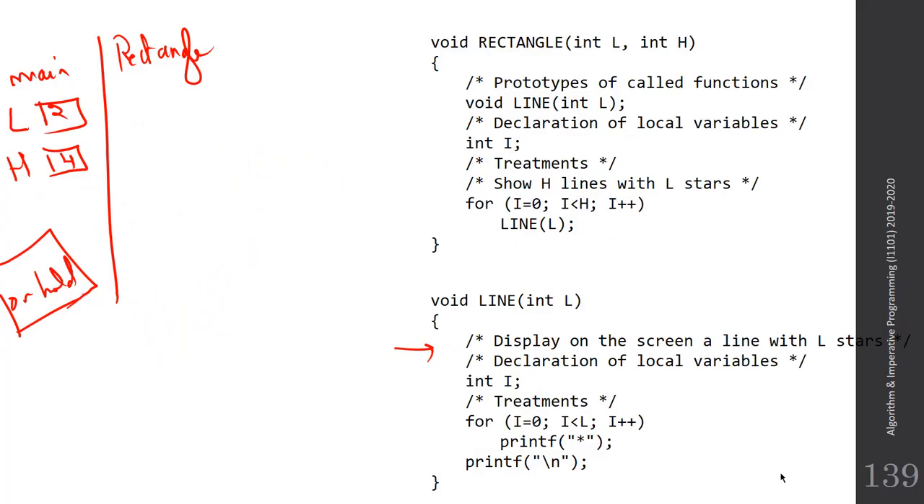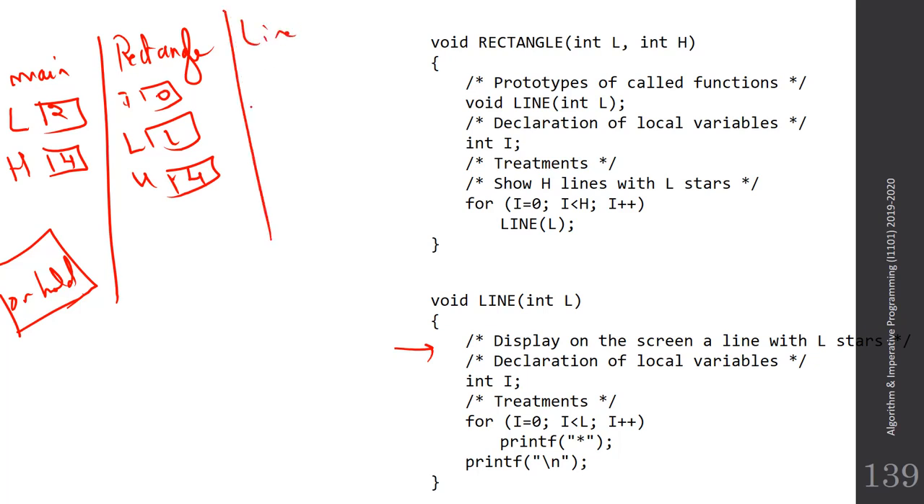So we had the rectangle, it has I, L, H, and we have I equal to 0, and then we need to call the function line. Line of L. In the function line, we have two local variables. We have I also, which is different than the I in the rectangle, and we have L, which is different than the L of the rectangle and of the main function. So we are passing the value of L. The value of L is equal to 2. We have 2 here. So let's execute line now. I can execute it for I equal to 0.